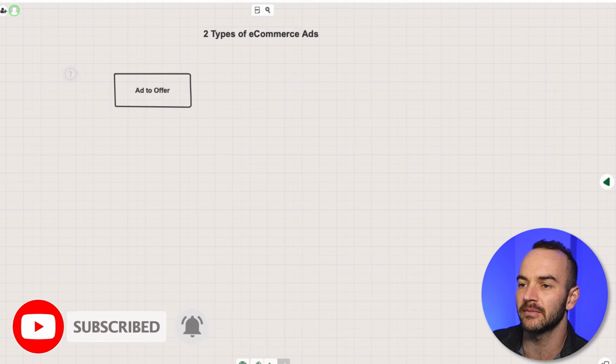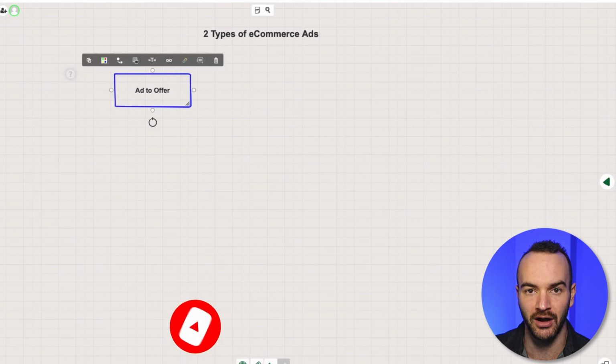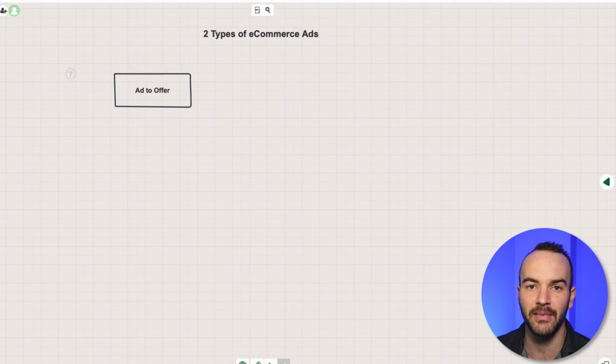The first one we're going to be talking about is just an ad to an offer. This is where you just come out and you're just going to show people the discount right off the bat, or you're just going to show them your product and not have the discount be involved yet, right? So either way, it's just an ad to an offer.